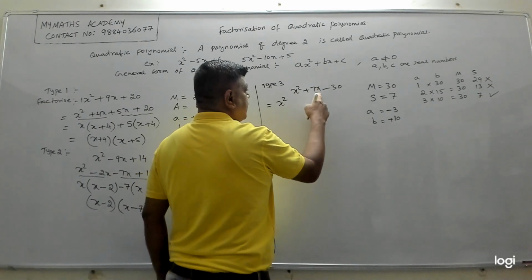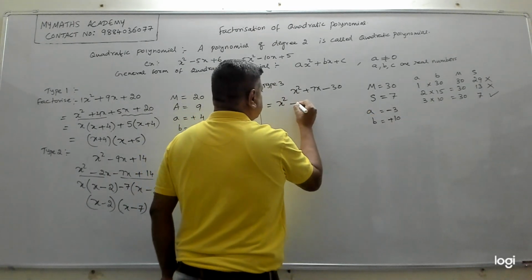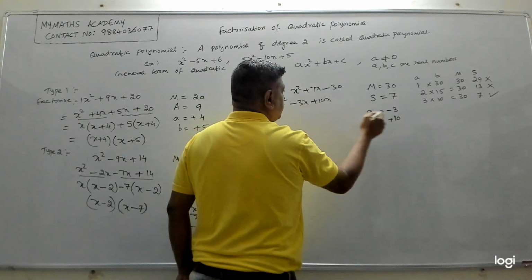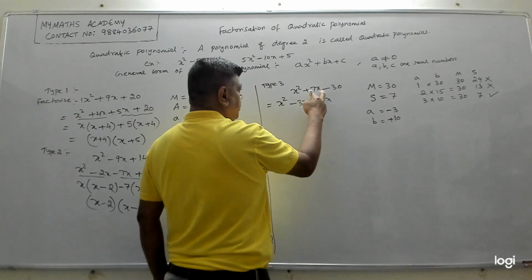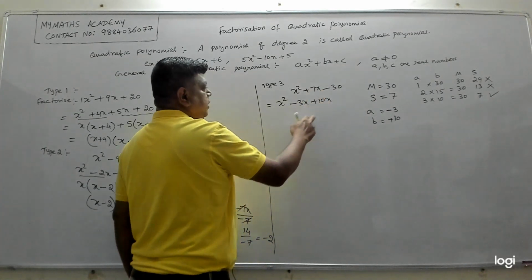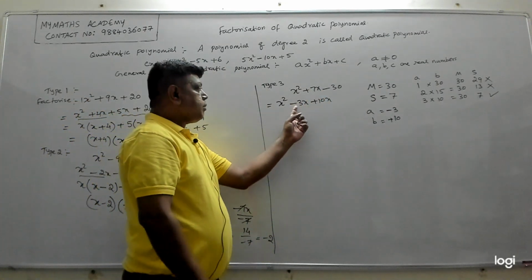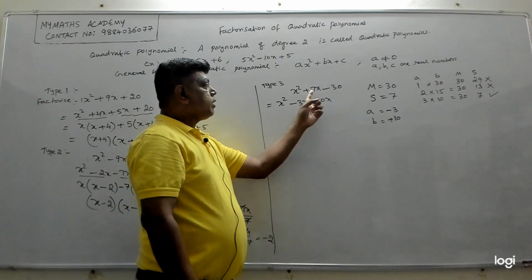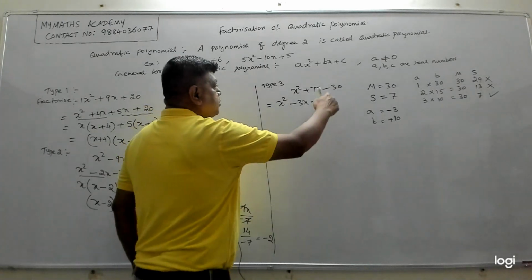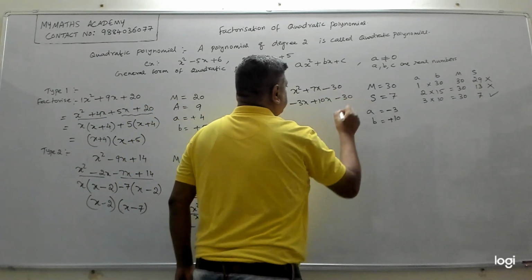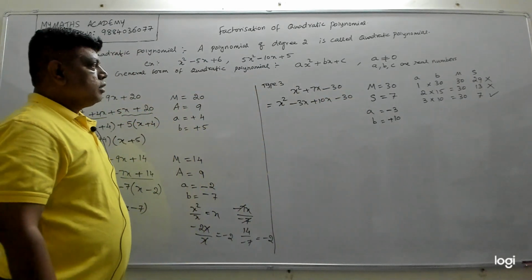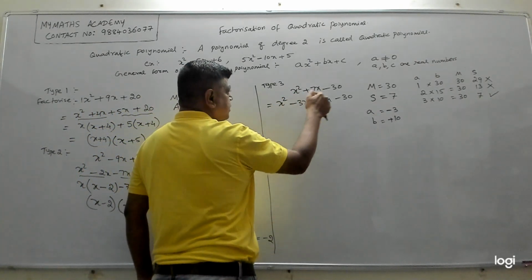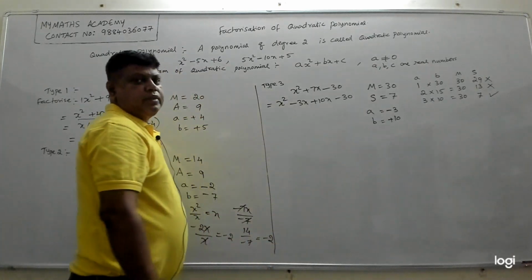Then plus 7x, I will write it as minus 3x plus 10x. So you have to put it here, because you are now splitting the 7x as minus 3x plus 10x. You can also verify: minus 3x plus 10x, you will get plus 7x. And put this minus 30 as it is. So only the 7x we are splitting into 2. This one we are writing as it is, minus 30 also we are writing as it is.